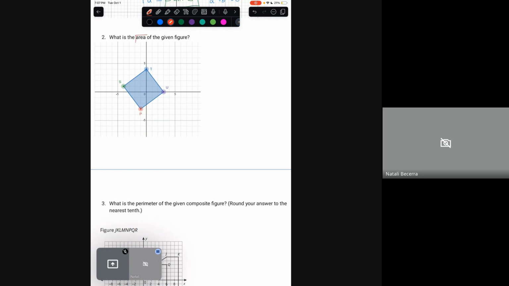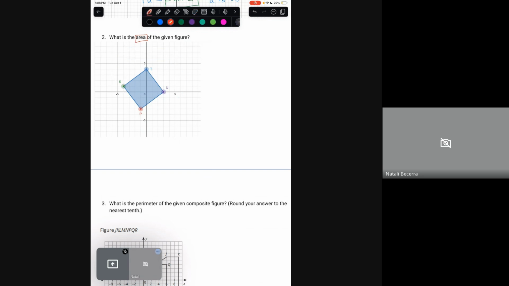Okay, what is the area of the given figure? So this is a square. If you draw right triangles, you get 1, 2, 3, 4 here, and 1, 2, 3 here. And you do that all around. You get 1, 2, 3, 4, and 1, 2, 3. So that's how you can tell that this is a square because all the sides are the same.